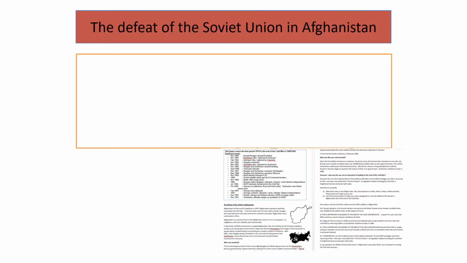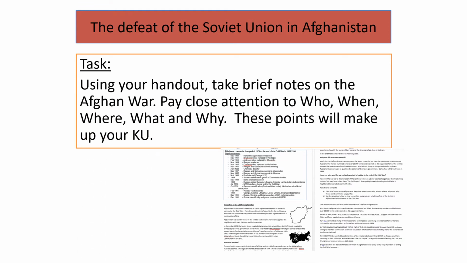Now, the defeat of the Soviet Union in Afghanistan. So what you're looking to do here is to use your handout, which again you'll be given by your teacher, to take brief notes on the Afghan war. You're looking to pay close attention to who was involved, when did it happen, where, what happened and why did it happen. And these points will help to make up your KU points. So you want to use this part of your handout to take brief notes on that.